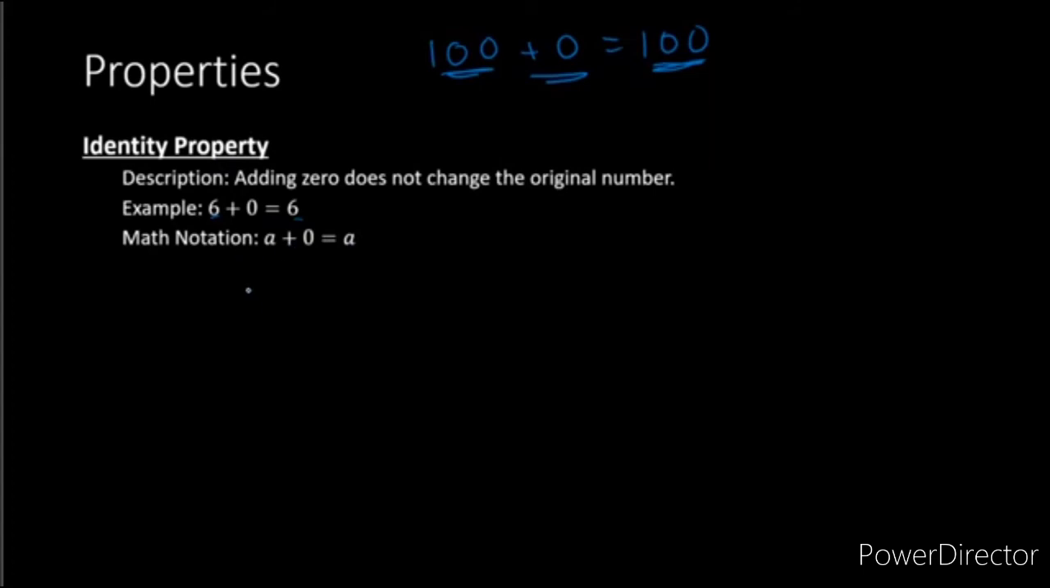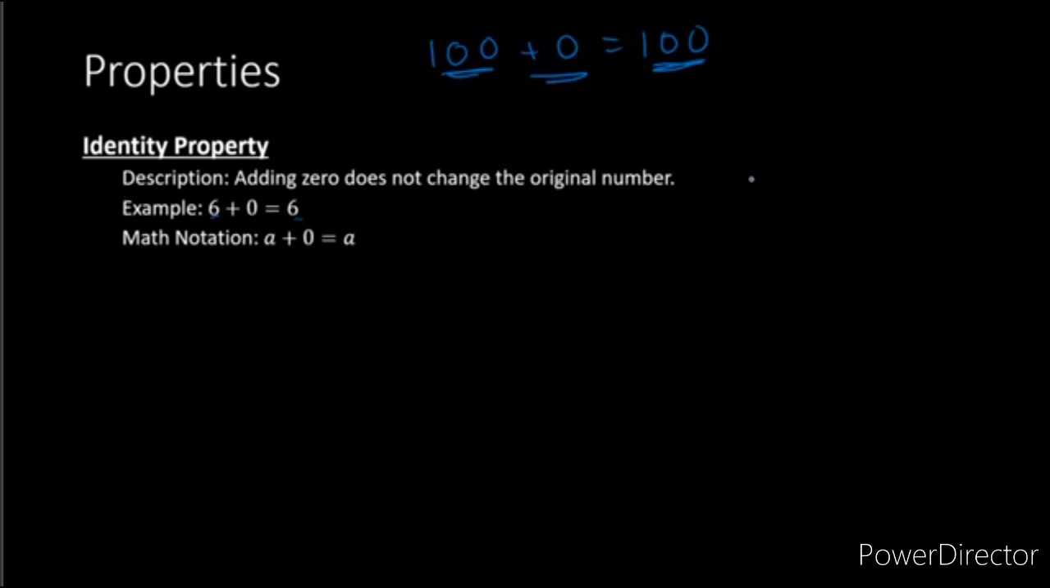Now, a way to remember this property is if we think of the word identity. If you are told that someone is changing their identity, what that means is they're changing the way they look. So in this context here with math, the identity property says that we're not changing the way the number looks.